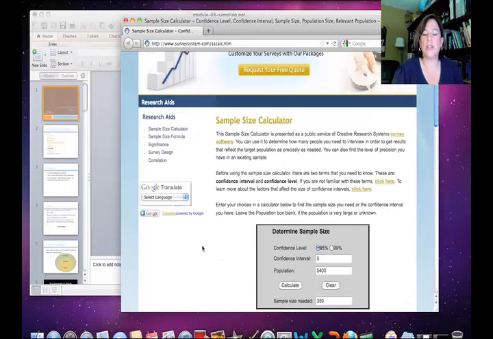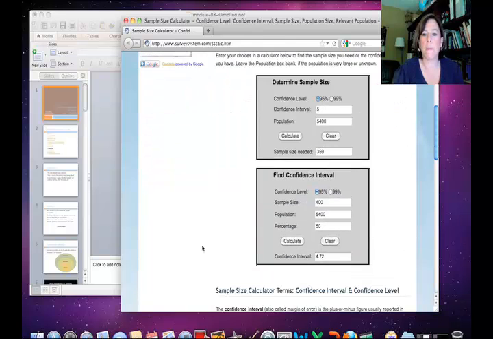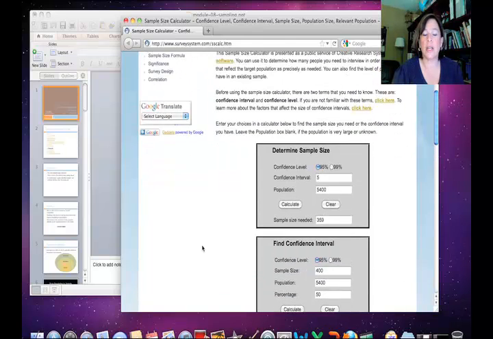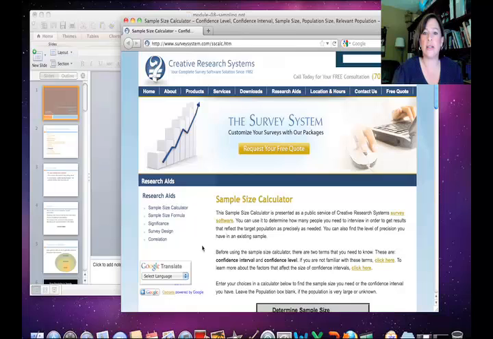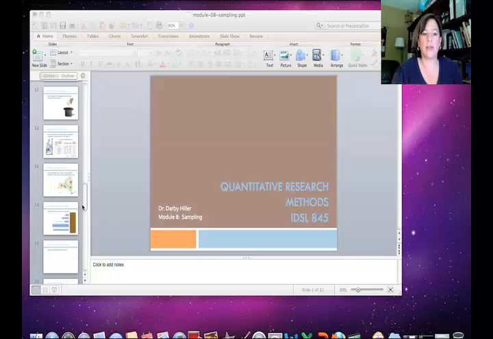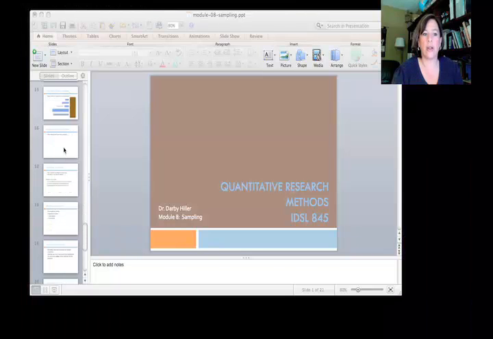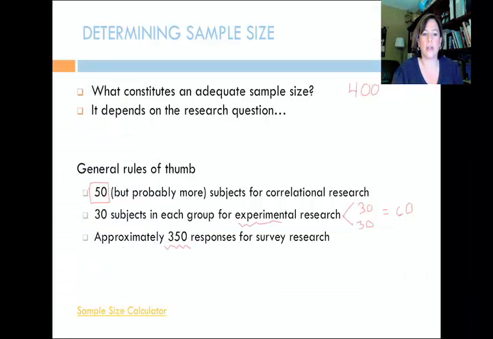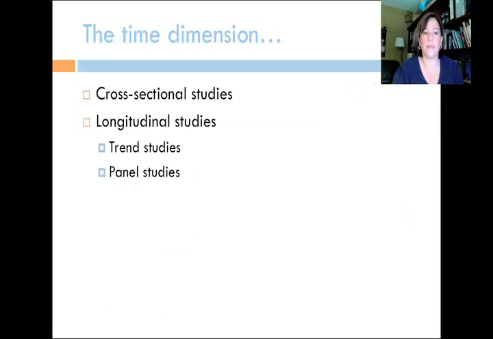So this is just a publicly available sample size calculator that I like to use, and you can find these on the internet just by Googling sample size calculator. Let's go back to our chart. That was the sample size calculator.